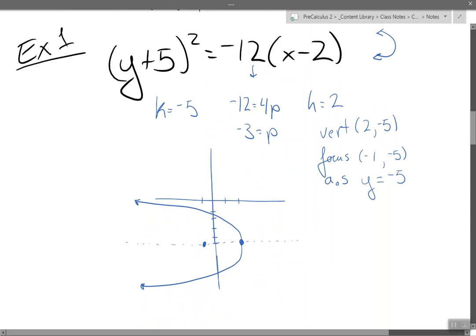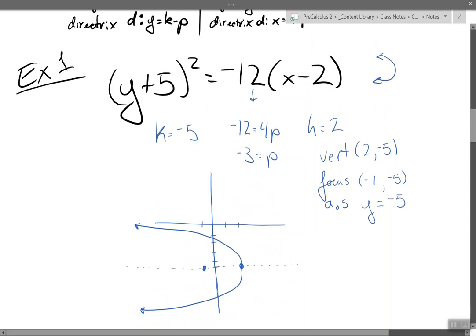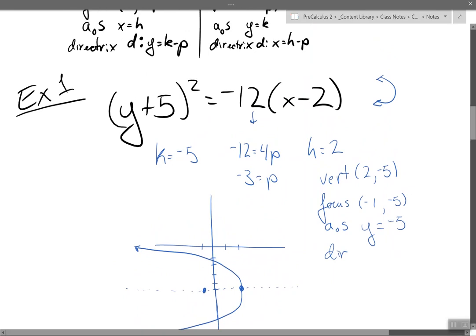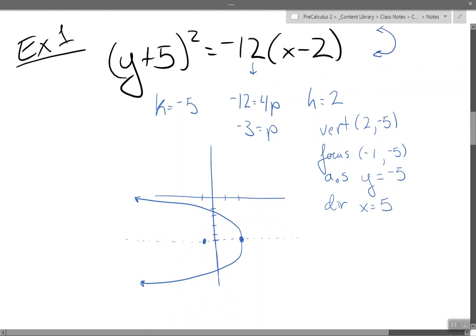Go ahead and extend that axis down. And then our last thing would be the directrix D. So the directrix is h minus p. So that is the opposite of kind of how we found the focus. So we're really going to the other side. So we have 2 minus negative 3, that gives us 5. So 1, 2, 3, 4, and 5.